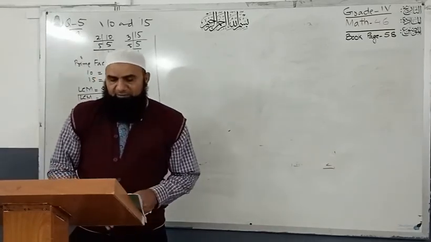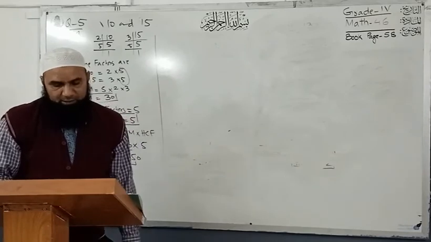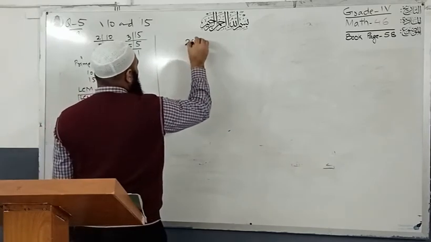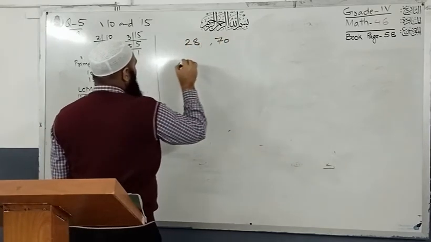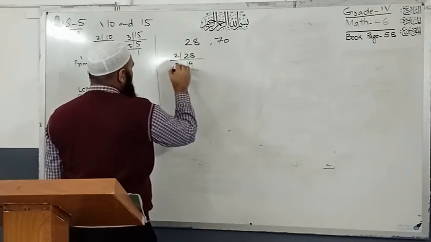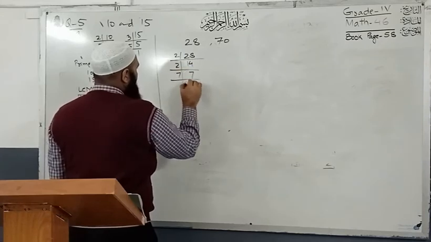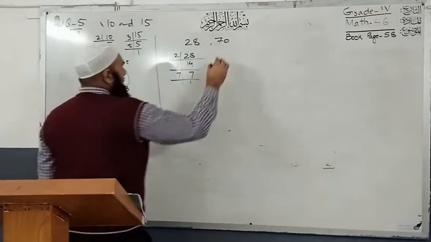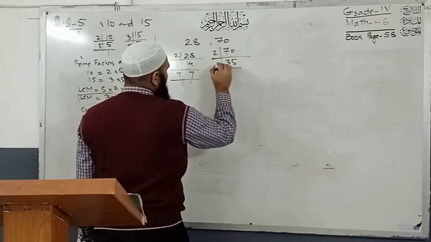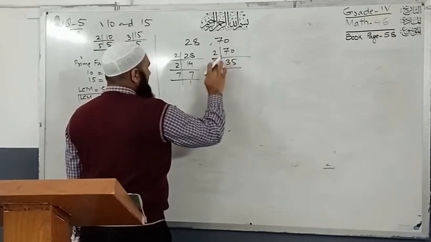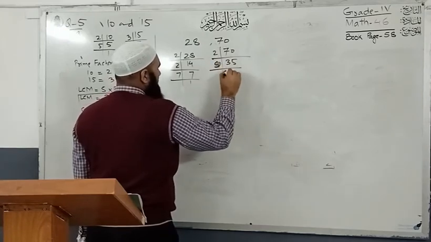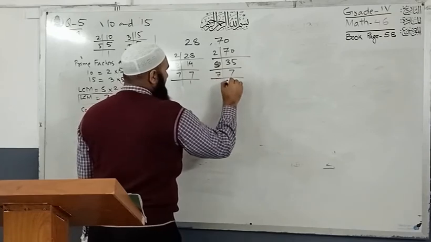Okay. I'm going to question number 5, part D, last, 28 and 70. Start dividing 28 by 2, we got 14. 14 is divisible by 2, we got 7, and 7 is only divisible by 7. Okay. Now start dividing 70 by 2, we get 35, and 35 is divisible by the lowest prime, 3, no, sorry, 5 only. It gives 7, and 7 is divisible by only 7.